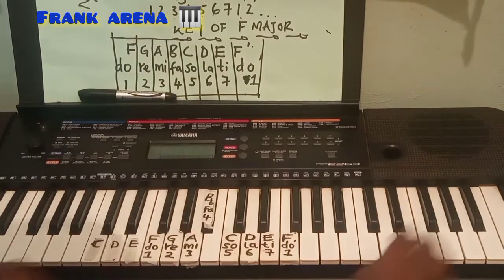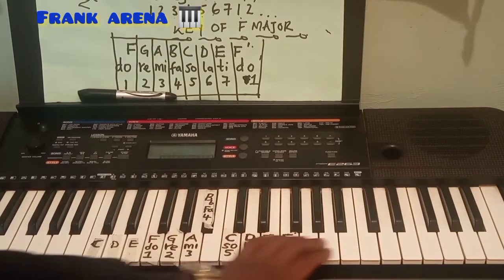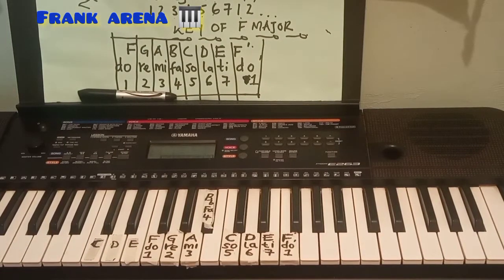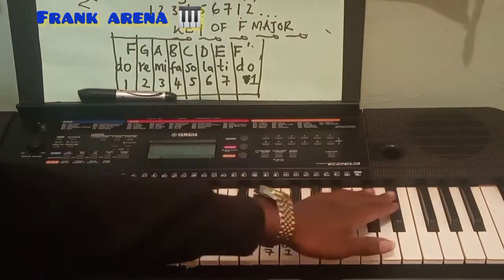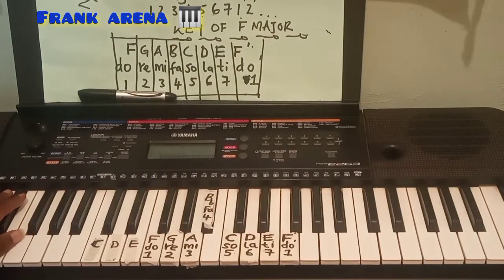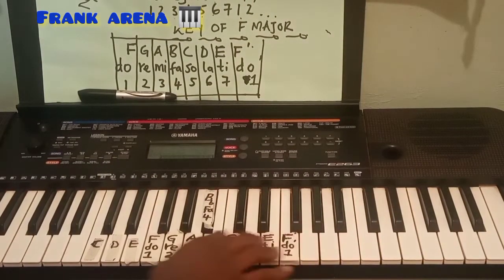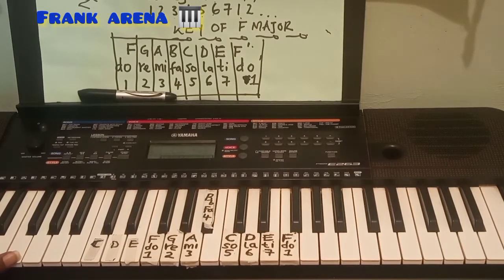Then we have the keys. You can see a keyboard is basically the combination of keys. We have the white keys at the bottom. We have the black keys at the top. So these keys or buttons, we can refer to them as notes. Let me repeat once again. These buttons are called notes.